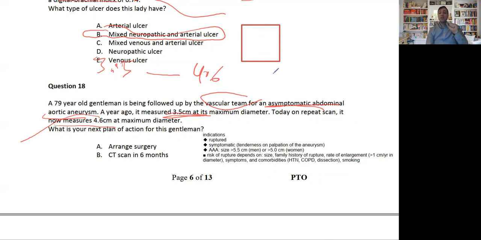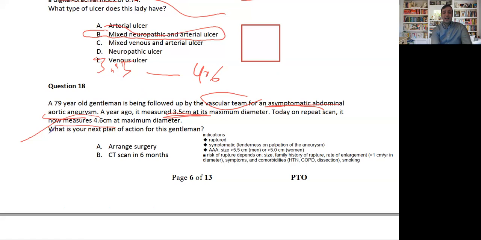And this is the definition of rapid expansion, or rapid enlarging, of an abdominal aortic aneurysm. The definition of rapid expanding is either an increase of more than 5 millimeters, which is 0.5 centimeter, over 6 months, or enlarging of more than 10 millimeters, which is 1 centimeter, over 12 months, which is 1 year. So here we have a rapid expanding abdominal aortic aneurysm, and this is one of the indications for surgical intervention.